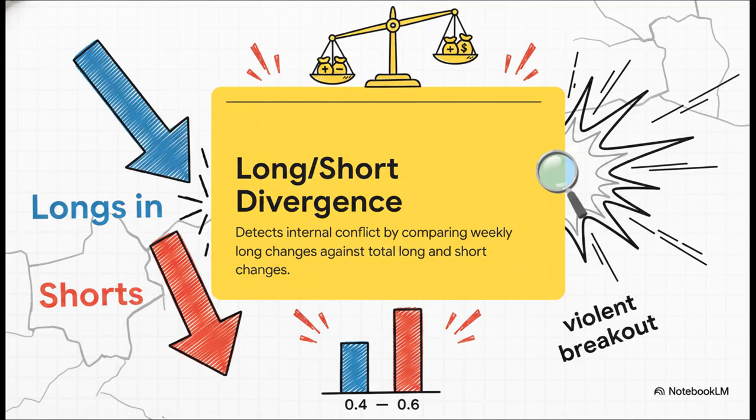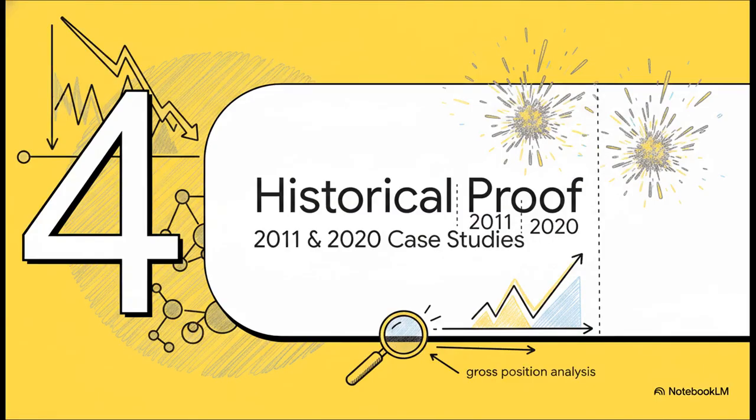It means both sides are building aggressively. Bulls and bears are digging in equally. That is a massive red flag for hidden conflict and usually points to a very violent breakout just around the corner. Which brings us to section 4, historical proof from 2011 and 2020.